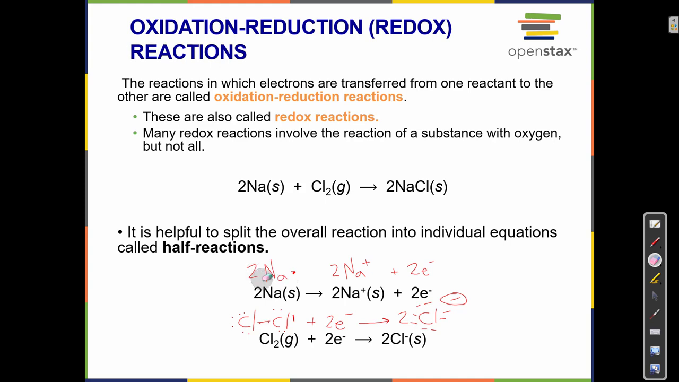So the sodium, in this case, is the reducing agent. The sodium has the electron, right? Sodium carrying the electron is going to donate that electron to chlorine. So the sodium is the reducing agent that becomes oxidized, and the chlorine is the oxidizing agent that becomes reduced. All right, let's look at a couple more of these.